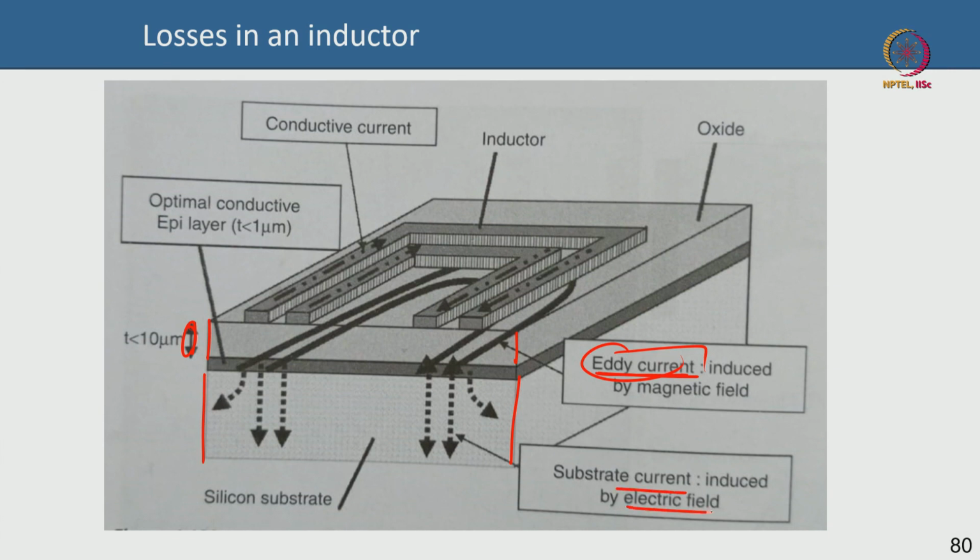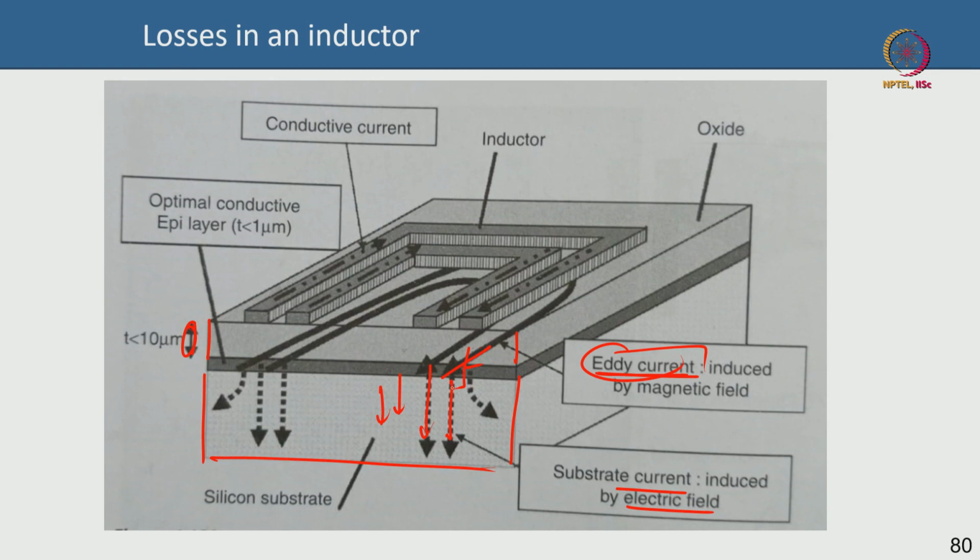This is induced by electric field. So there is an electric field also, of course, and there is a ground plane below. The electric field will induce some leakage to the substrate. Okay, the substrate current will flow vertically like this, and it is orthogonal or perpendicular to the direction of the eddy current. The eddy current and the substrate current are basically 90 degrees to each other.